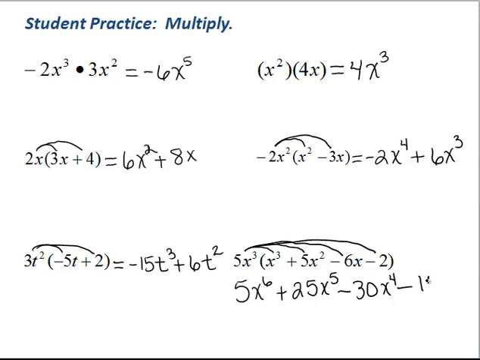Minus 10, since 5 times a negative 2 is a negative 10, x to the 3rd power. So we've simplified that expression as well. So remember, it was just a special case of the product rule for exponents here.